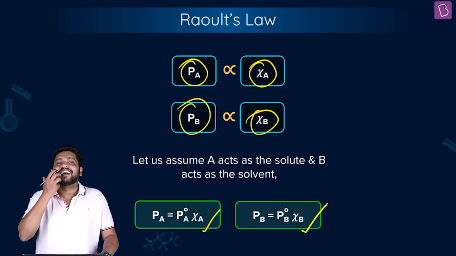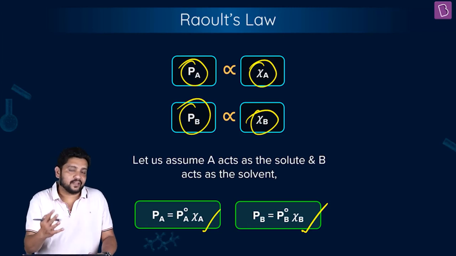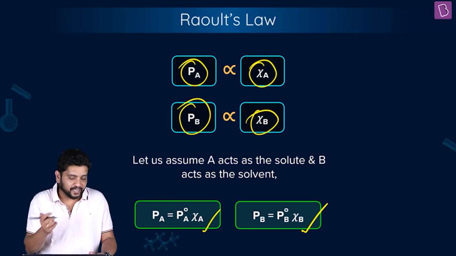How do you get this? Think of when you have XA equal to 1, right? That is pure A. So obviously P naught, the total vapor pressure, should be equal to P naught A, right? So obviously you can say this.